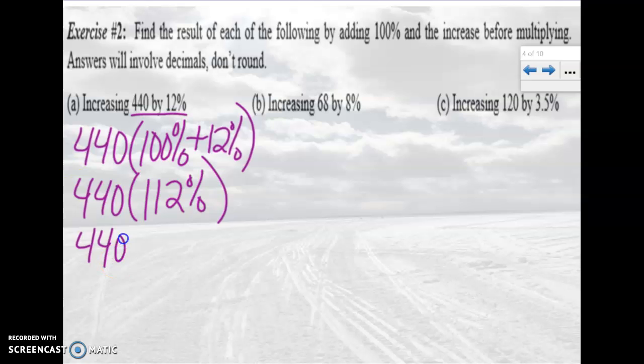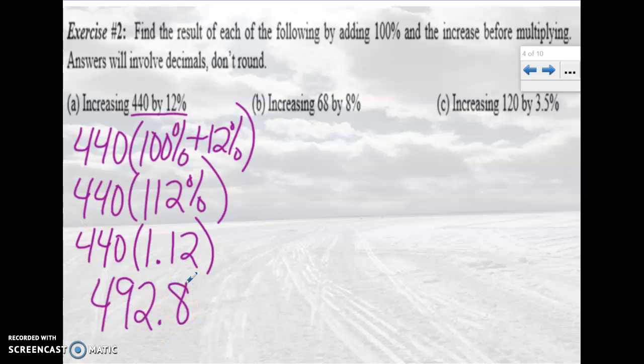Now I do 440 times, I got to change it to a decimal. This is what we were really trying to work on in practice 23. I move it 2 times. I go ahead, I plug it in the calculator. I'm going to get a number bigger than 440, and it's going to be 492.8, right? We should see that number go up because it's a percent increase. If I start at 440, it's going to rise up to 492.8.